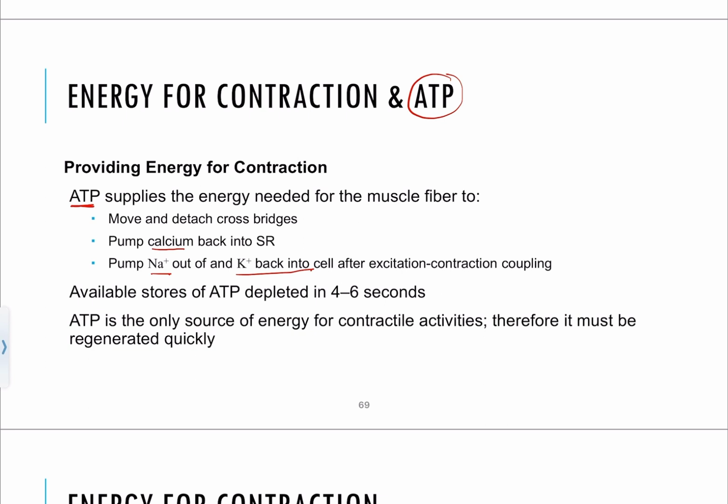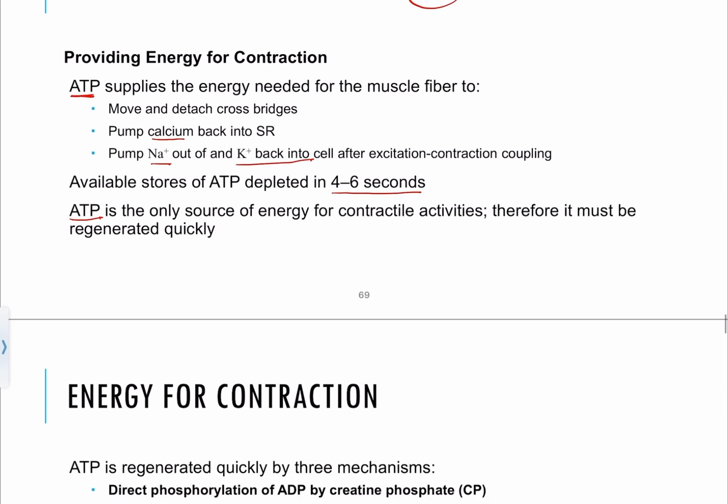However, our skeletal muscle cells don't really store ATP, so the amount of ATP that's readily available during muscle contraction can be depleted in about 4 to 6 seconds. So we have to regenerate the ATP, especially if we're undergoing some vigorous exercise. ATP is the only source. There are other forms of energy like GTP, but ATP is the only one that we can actually use for muscle contraction. And so we have to have the ability to regenerate it.